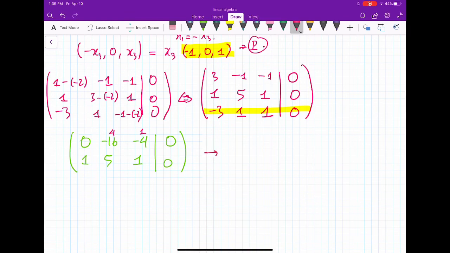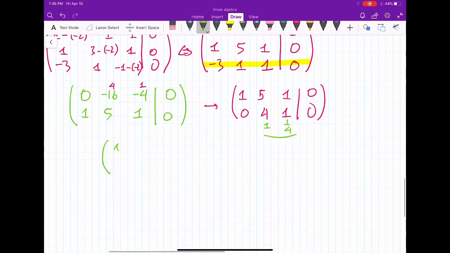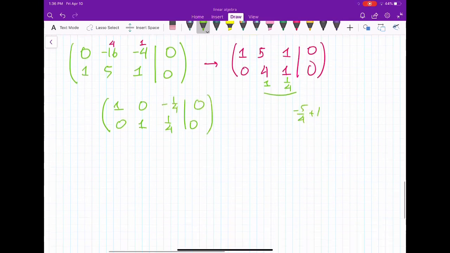So I can rewrite like 1, 5, 1 in here, 0, 0, 4, and 1, 0. And you can divide both sides by 4 again, right? And make this just 1. And here is 1/4. And then I multiply the second row by -5, add to the first. I get 1, 0, 0, 1, 1/4 right here, and here is 0. And -5 times 1/4 plus 1 is -1/4. Here is 0.